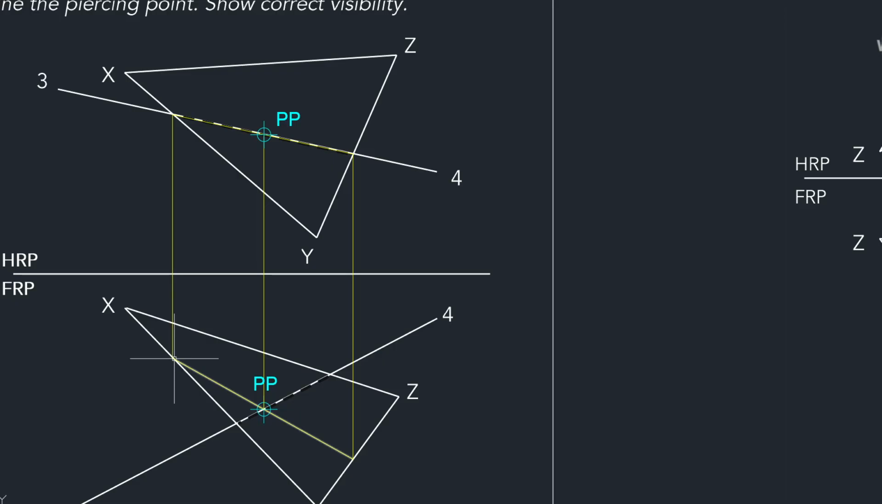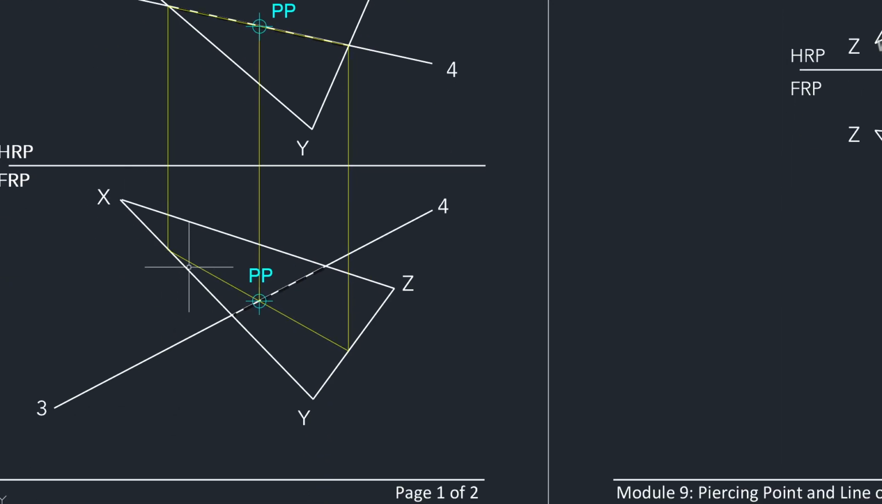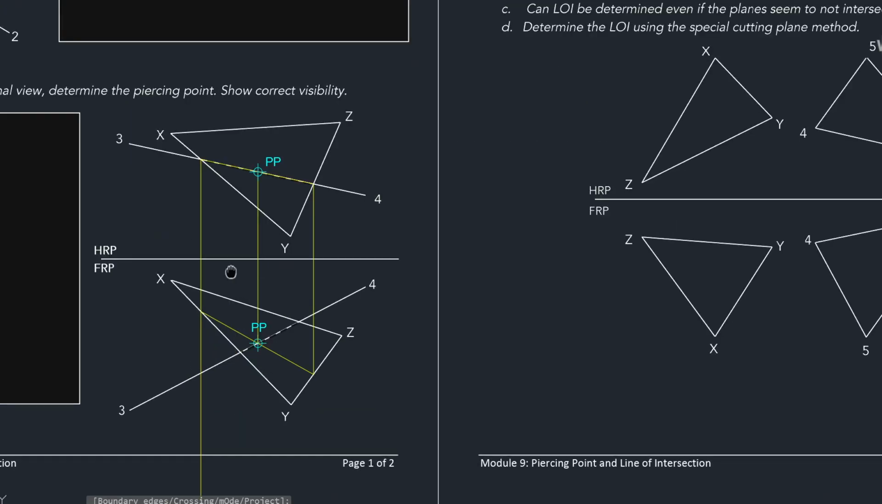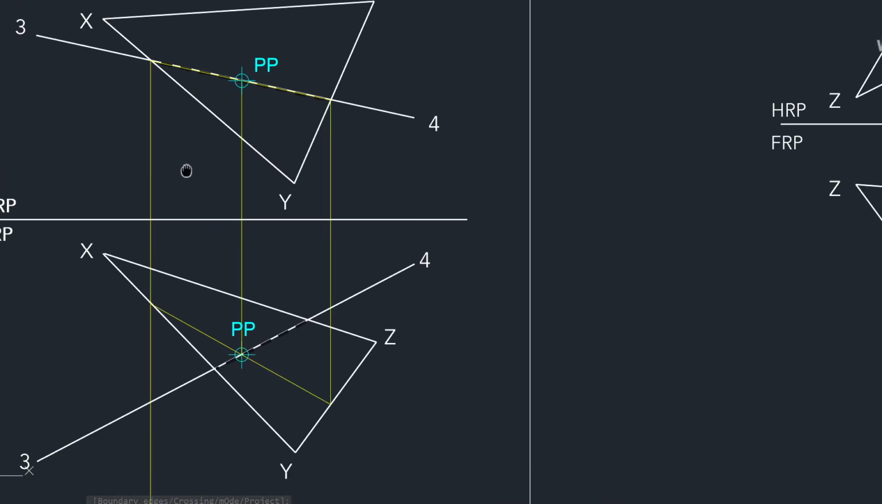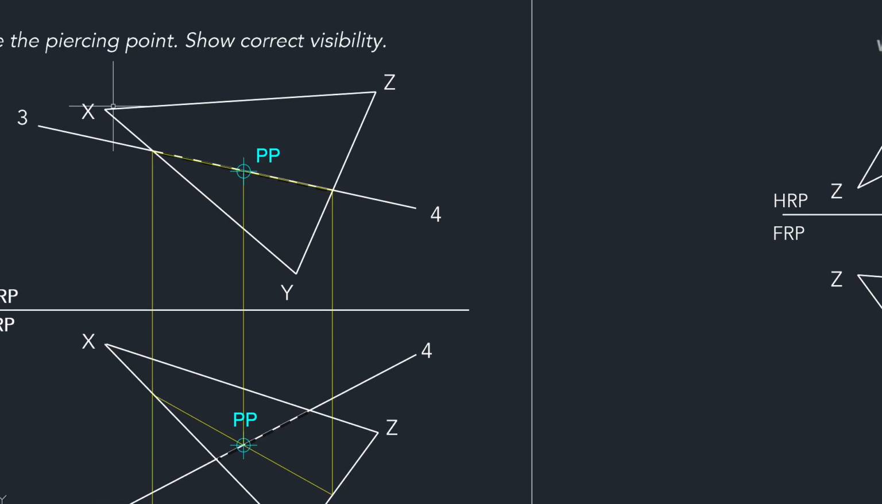Unang tinamaan si XY, no? Nandito si XY. Si 3, 4 is nandito pa sa baba, no? Ito pa lang si 3, 4. Okay? So, which means that XY is on top, no? So, nasa taas si XY. And therefore, ito, broken line si 3, 4 dito up until the piercing point.